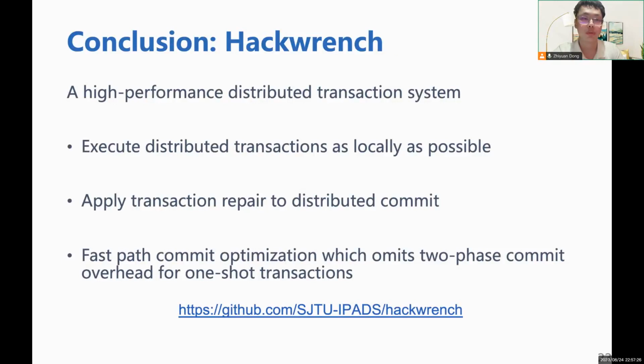Finally, we reach a conclusion. We present HighCrunch, a high-performance distributed transaction system. It executes distributed transactions as locally as possible. It applies transaction repair to distributed commit. It proposes a fast-path commit optimization, which omits two-phase commit overhead for one-shot transactions. And it is open-sourced.